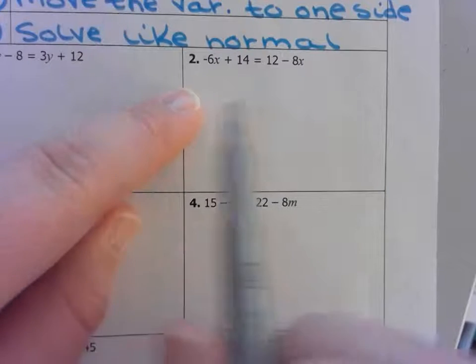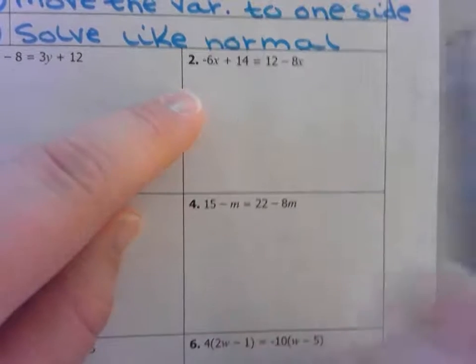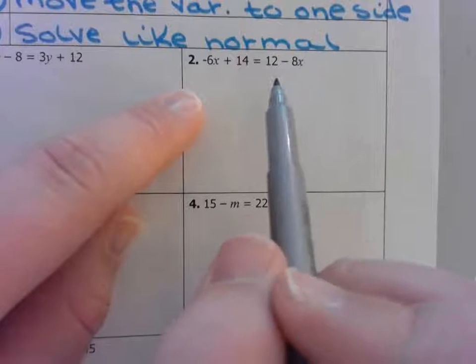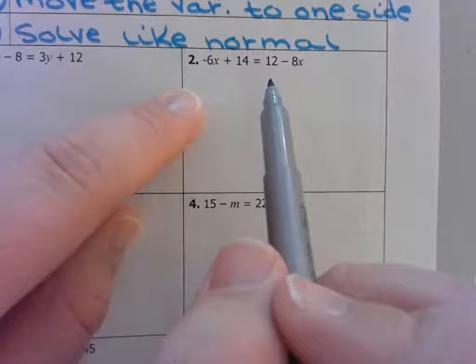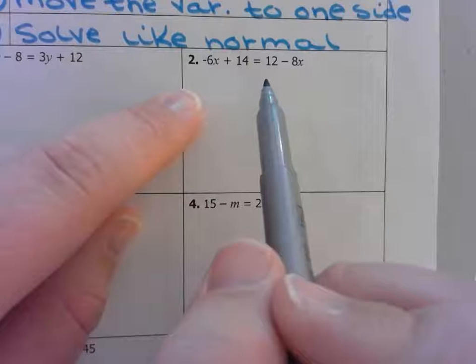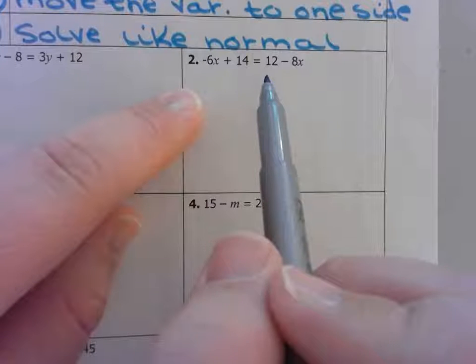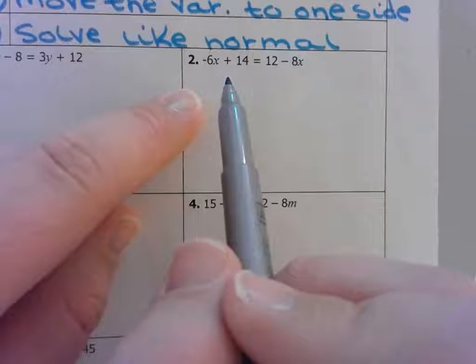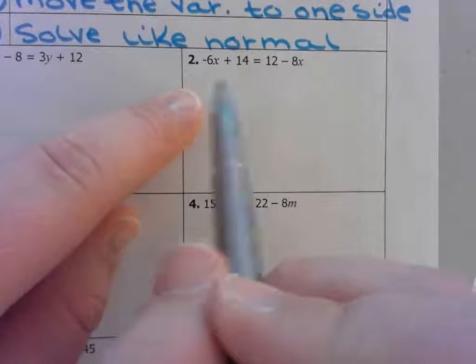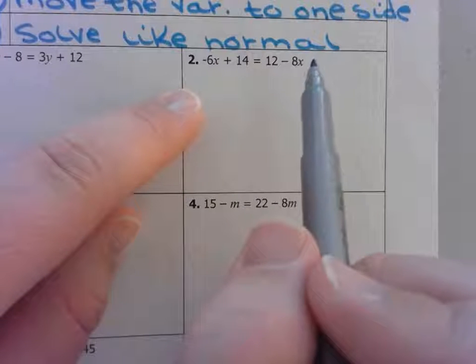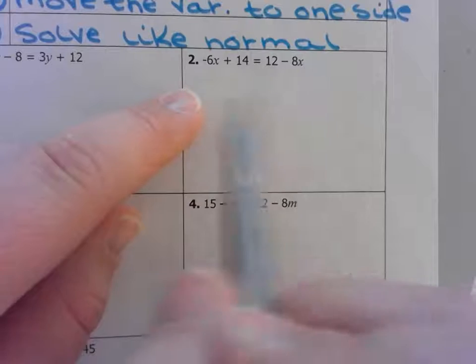So then I move on to step 2. Move the variable to one side. It doesn't matter what side you pick. So what would be my 2 options to get the variable together? You could either add 6x to both sides, or you could add 8x. It doesn't matter.